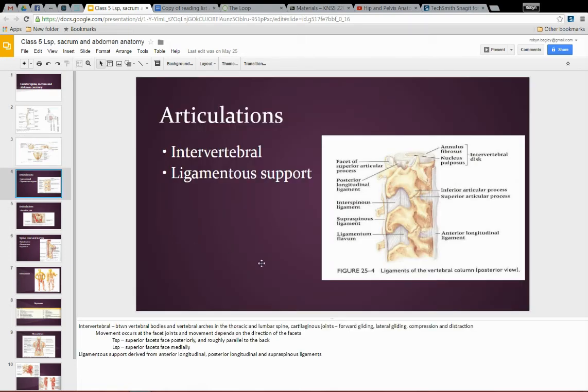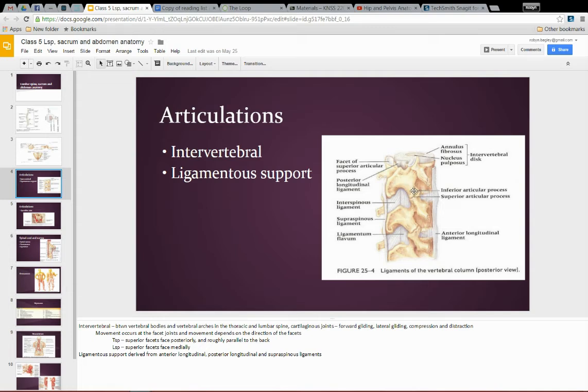So articulations, we have intervertebral articulations. So this is where the inferior and superior facets actually touch. You can see a good diagram of those here. So this is called a facet joint. Okay? And like I said before, the movement occurs in the facet joint.